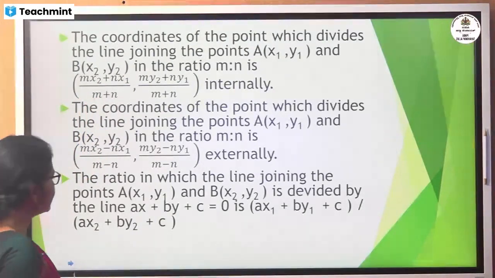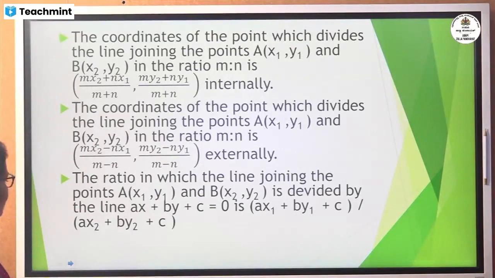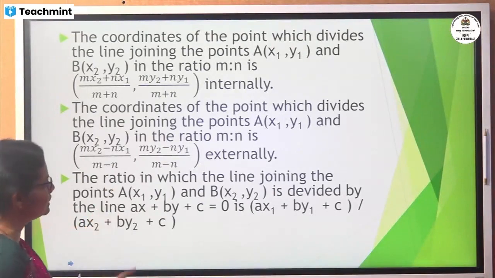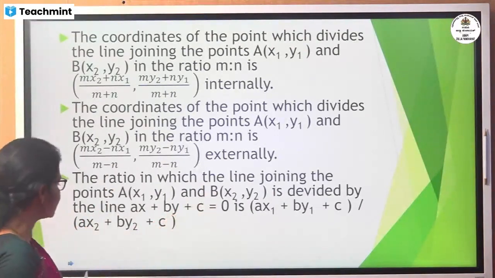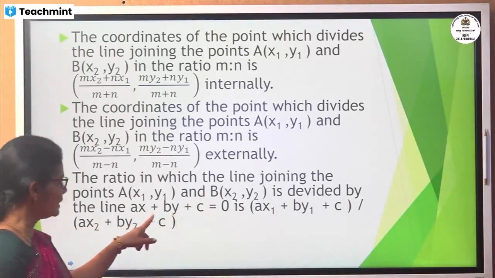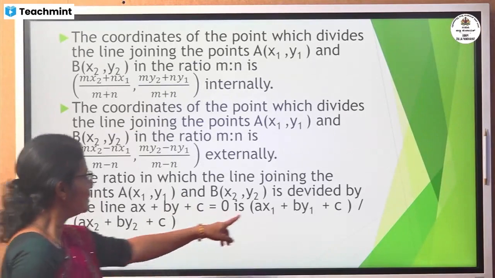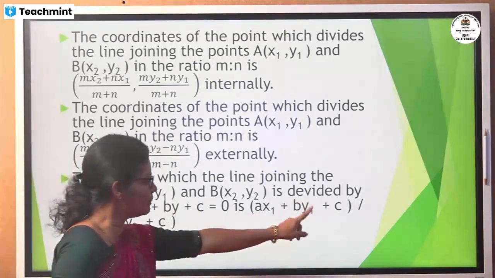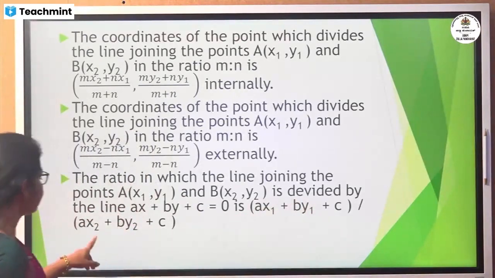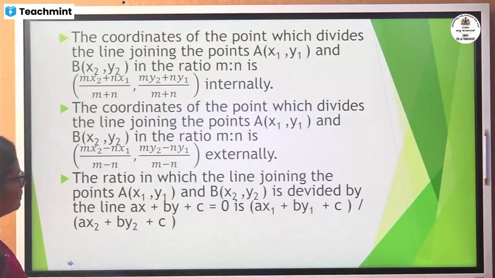Next point, the ratio in which the line joining the points A of x1 y1 and B of x2 y2 is divided by the line ax plus by plus c equal to 0 is ax1 plus by1 plus c divided by ax2 plus by2 plus c.